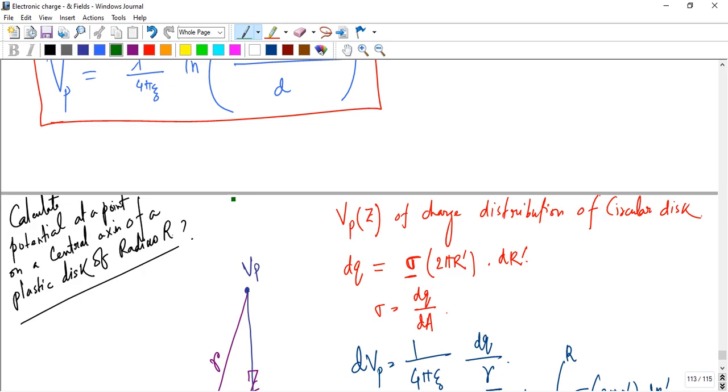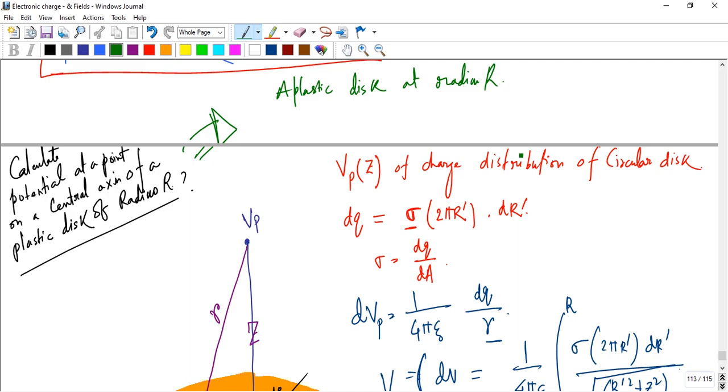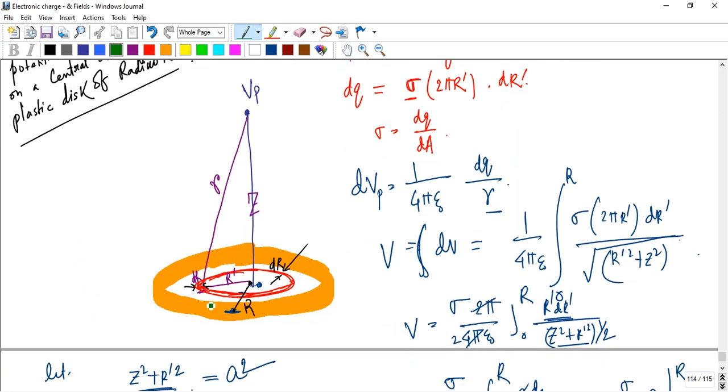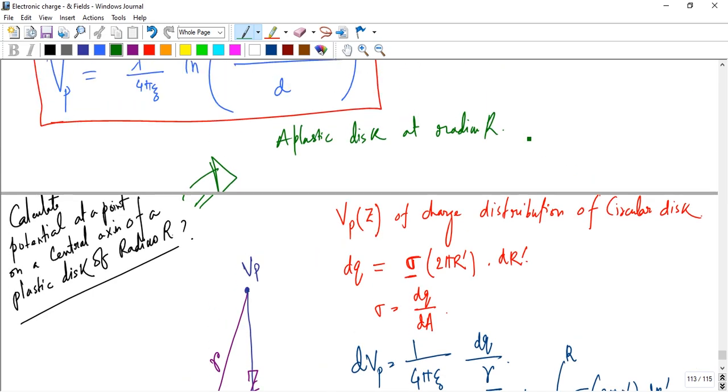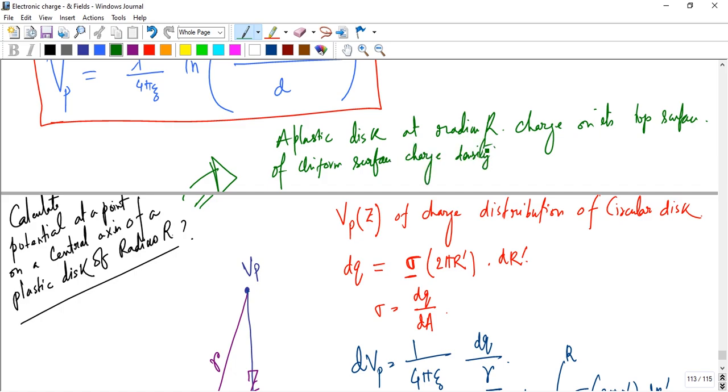So here, a plastic disk of radius r, with charge on its top surface at a uniform surface charge density sigma. We wish to find the potential at point P.